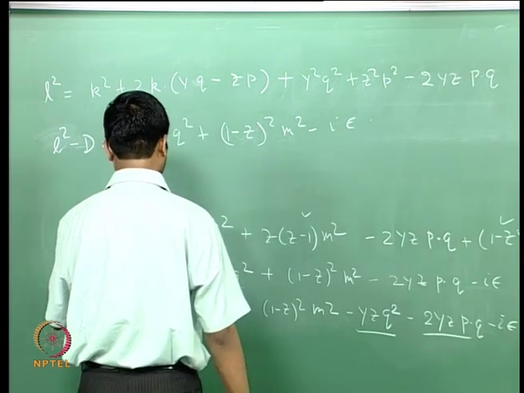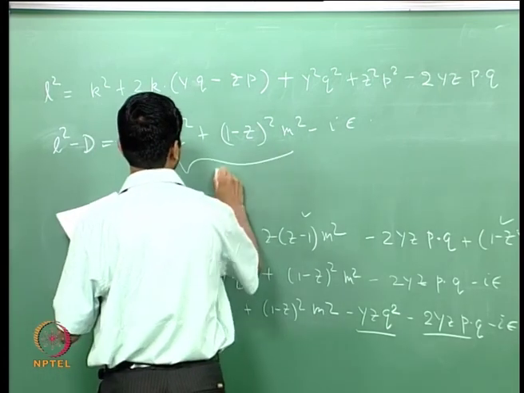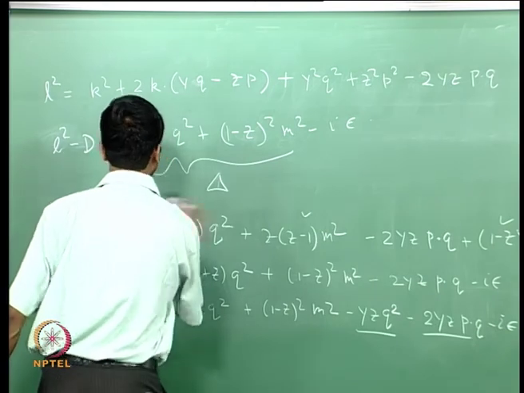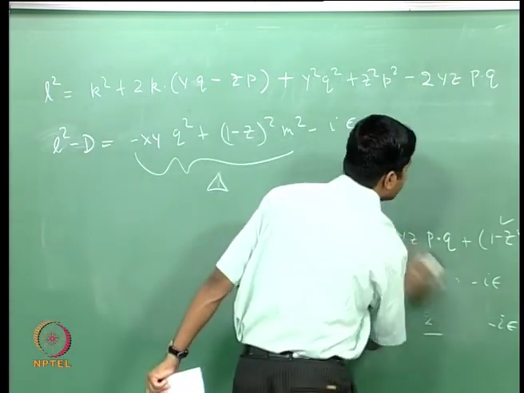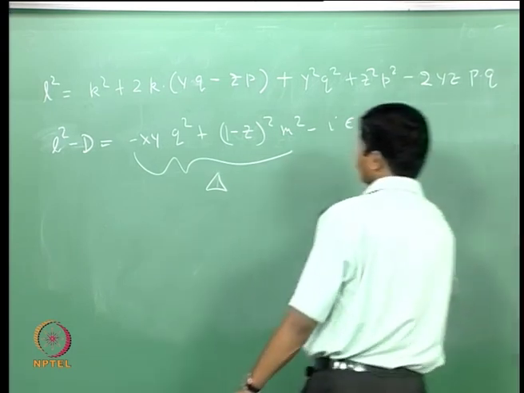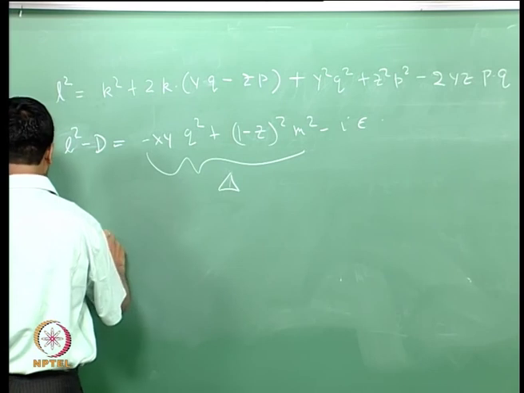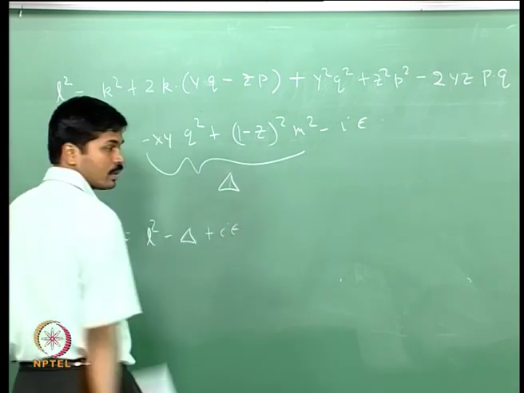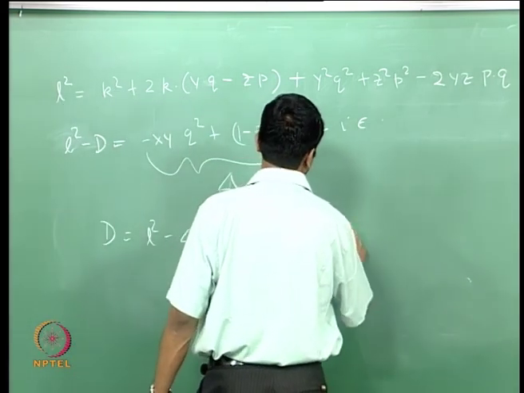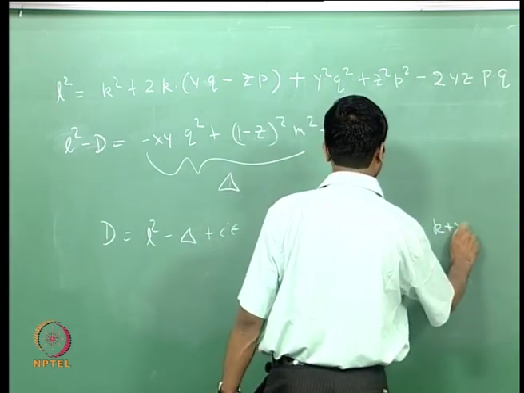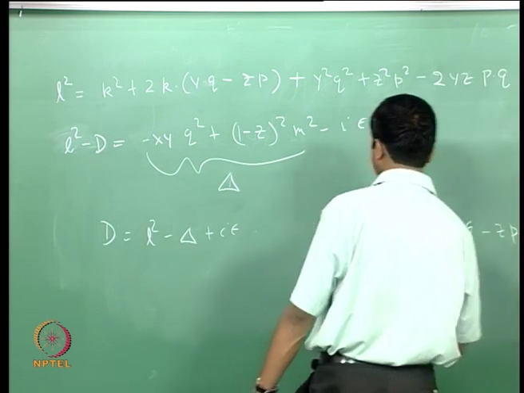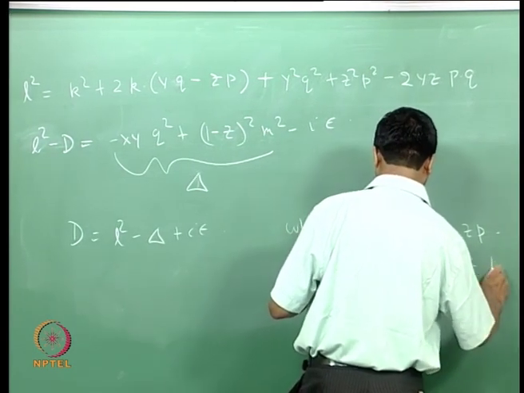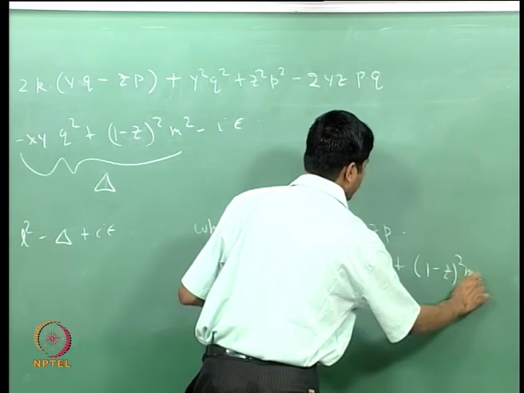I will introduce something which I will call as delta. This quantity I will denote as delta. So, if this is the notation I use, then my d is simply L square minus delta plus I epsilon, where L equal to k plus y q minus z p, and delta is equal to minus x y q square plus 1 minus z square m square.